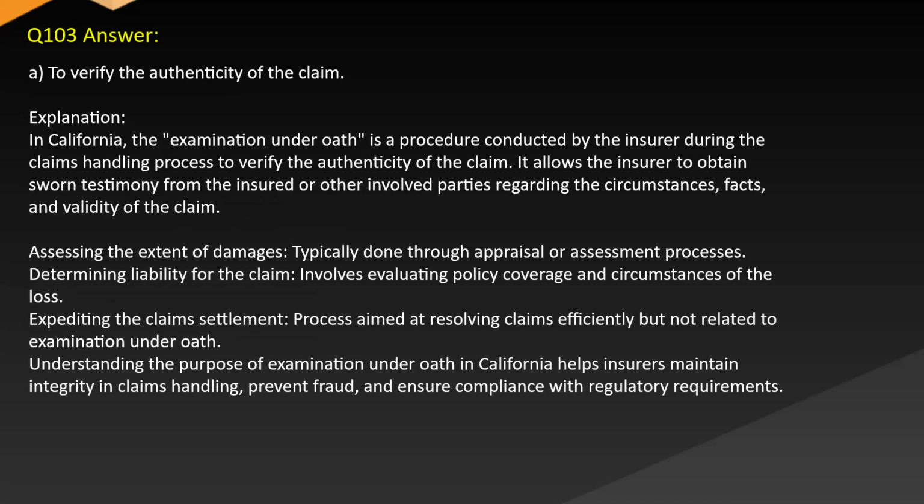Answer A. To verify the authenticity of the claim. Explanation. In California, the examination under oath is a procedure conducted by the insurer during the claims handling process to verify the authenticity of the claim. It allows the insurer to obtain sworn testimony from the insured or other involved parties regarding the circumstances, facts, and validity of the claim. Assessing the extent of damages is typically done through appraisal or assessment processes.